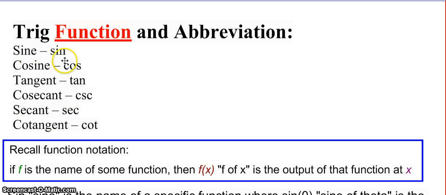These are our six main trig functions. We have sine, cosine, tangent, cosecant, secant, and cotangent. You might notice that three of them have "co". We're going to talk about that later, but these are the names. These are the abbreviations. Sine, we write S-I-N; cosine, C-O-S; tangent, T-A-N; cosecant, C-S-C; secant, S-E-C; cotangent is cot, C-O-T. You will want to know those.